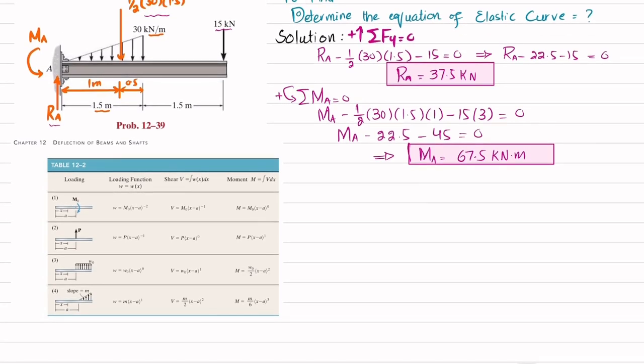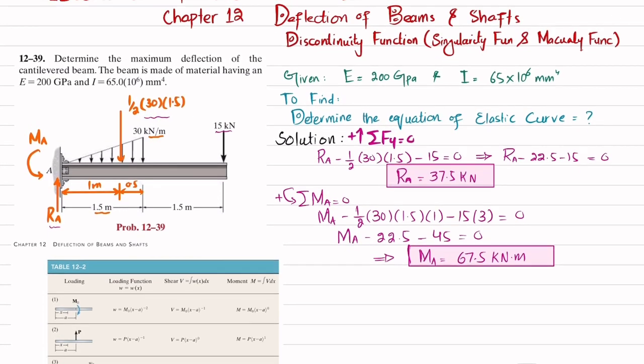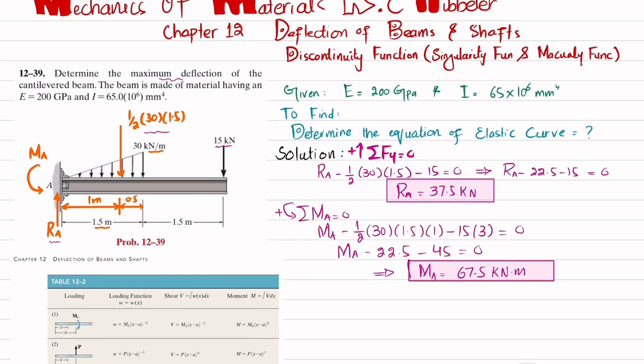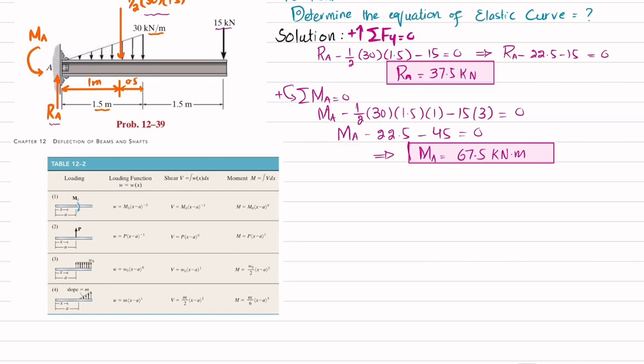Now we are going to find the maximum deflection, for which we need the equation of the elastic curve. The equation of the elastic curve can be found by using this formula, EI into d square V over dx square is equal to moment. So we will find the moment equation for this beam, and you can see that we have this table, where in row number 4 you can see the loading slope, in 1 you can see the moment, in 2 you can see the loading, that is point load, and in 3 you have distributed load.